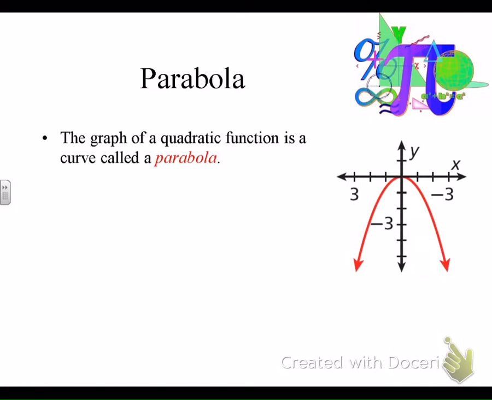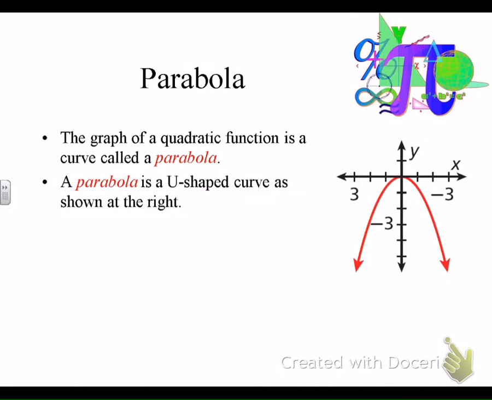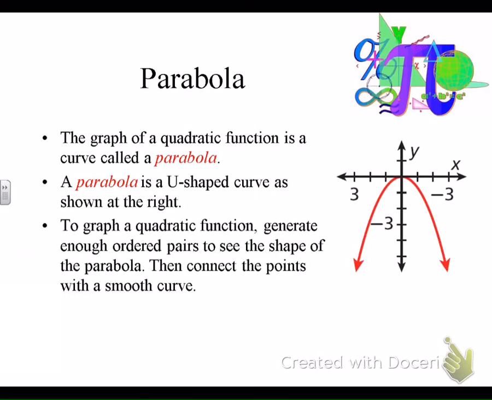When we graph a quadratic function, its graph is called a parabola, as you already know. There's two different kinds of parabolas: a parabola that opens upward and a parabola that opens downward. A parabola is nothing more than a U-shaped curve, and to graph a quadratic function, you have to create enough ordered pairs to see the shape. Then you connect those points with a smooth curve.